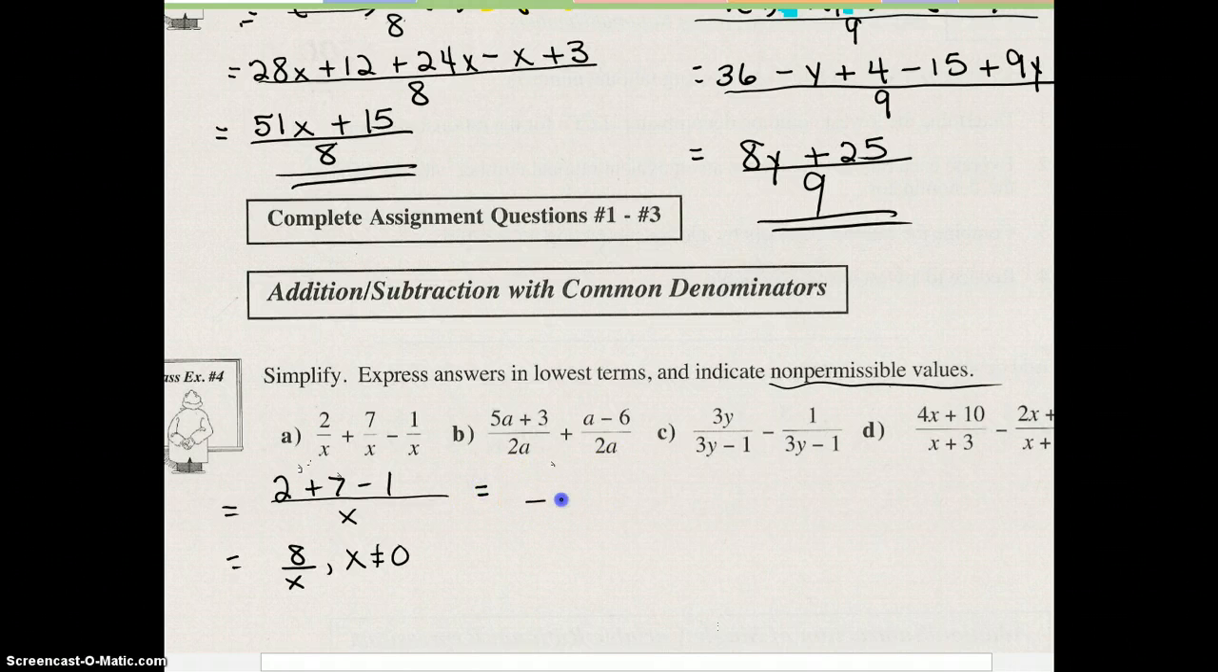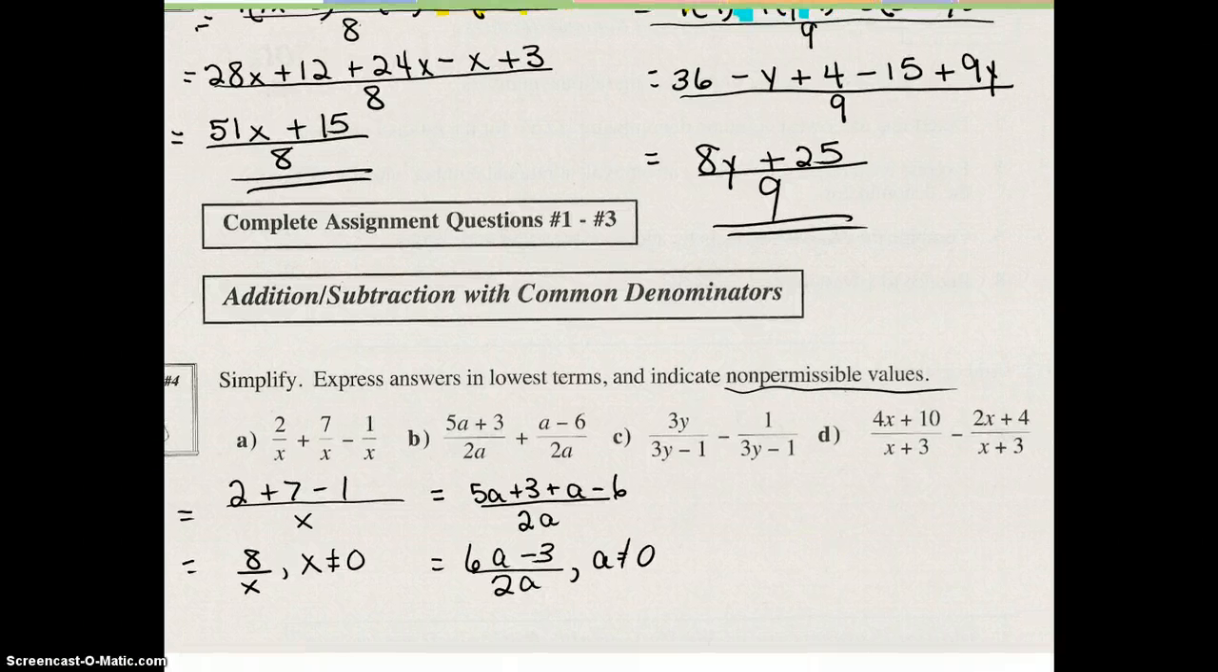The next one, 2a's on the bottom, so we're good here. I'm just going to add the tops. 5a plus 3 plus a minus 6. Everything has the same denominator, so I can just add the tops together. I end up with a 6a minus 3 all over 2a. Can't do anything more, and a cannot equal 0. Because if I put a 0 in there, then we would have an invalid answer.